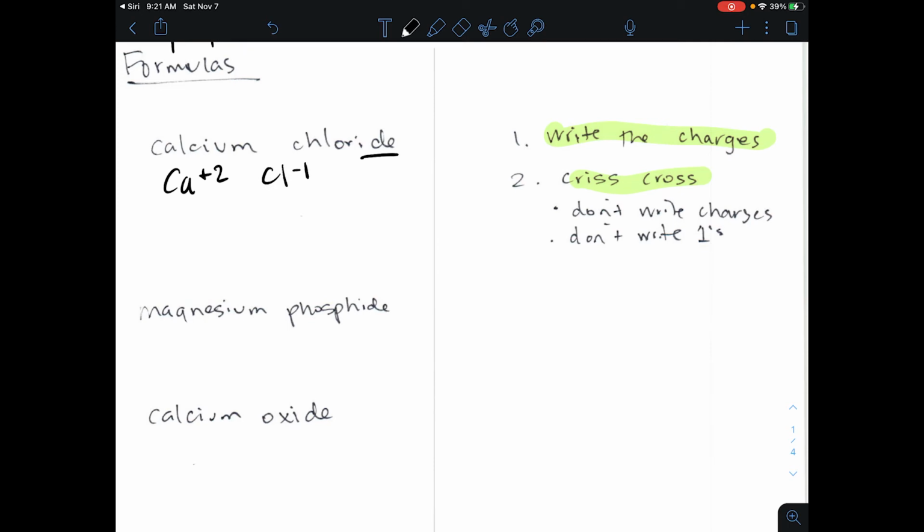And when you crisscross, it's a very simple mathematic trick. You're just taking these numbers or superscripts and you're moving them down to the corners like this. That's it. And you don't write the charges and you don't write the ones.